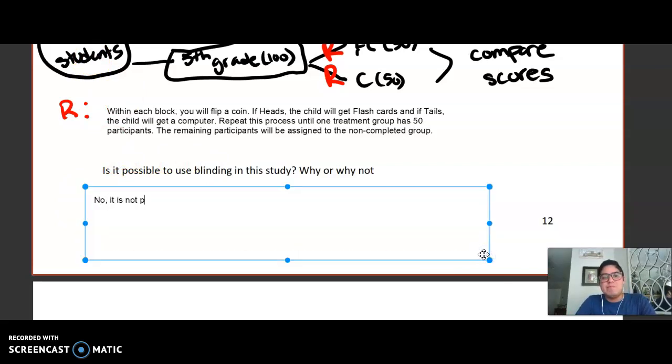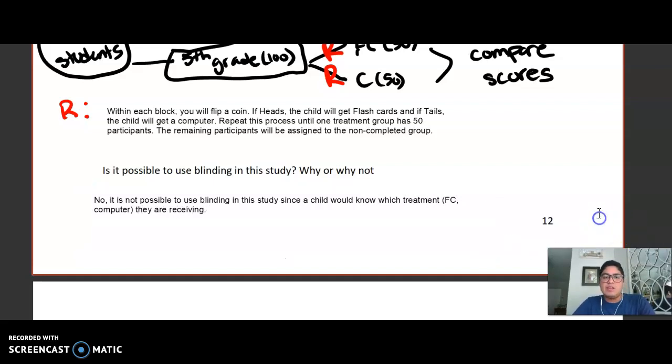No, it is not possible to use blinding in this study, since a child would know which treatment, either flashcards or computer, they are receiving. So answer, no. Context, the children and flashcards and computer, and then explaining that no, they're going to see which treatment they're receiving, so it's not really possible to use blinding here.